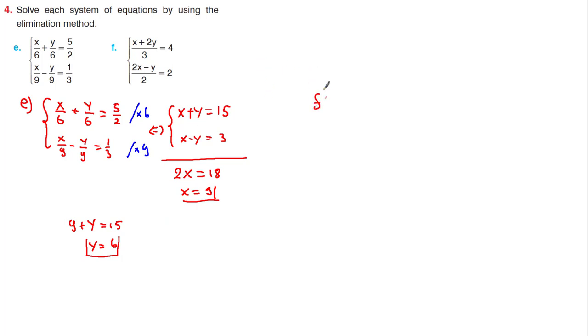What do we have under f? Under f, we have (x plus 2y) over 3 is equal to 4, and (2x minus y) over 2 is equal to 2. We do the same here. We multiply the first equation by 3 and the second one by 2 to get rid of the denominators. So let's see.